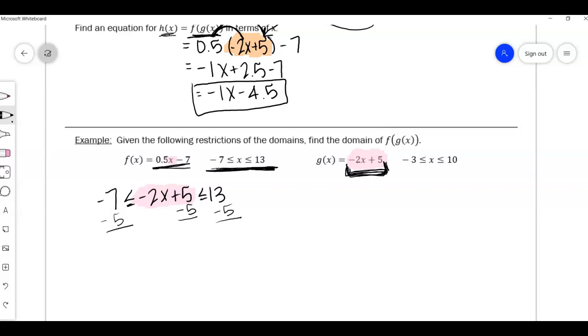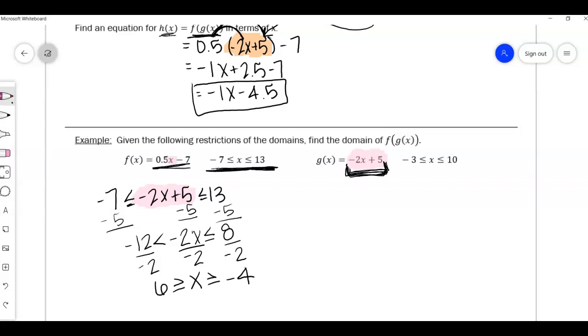So 13 minus 5 will end up giving us an 8. We have a negative 2x now in the middle. Negative 7 minus 5 will give us a negative 12. From here we know we need to divide by negative 2. And so when you first started solving inequalities, there was this one rule that if you ever multiplied or divided by a negative, you have to switch those alligator symbols the other way. So this will give me negative 4, positive 6.